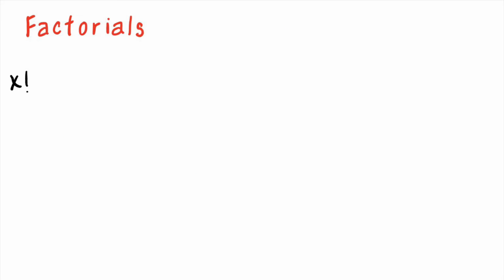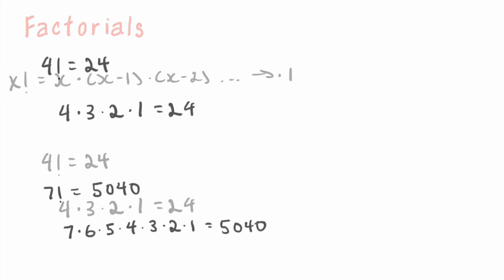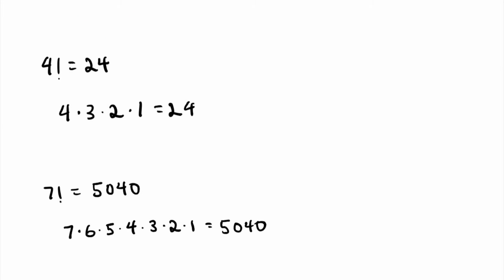Factorials are a way to represent the product of all the positive integers less than or equal to x. So as a formula, we see that x factorial is x times x minus 1, times x minus 2, and so on until we reach 1. So for example, 4 factorial would be 24. Now this is because 4 factorial is just 4 times 3 times 2 times 1, which is 24. We can apply this to any integer, so 7 factorial would be 7 times 6 times 5 times 4 times 3 times 2 times 1, which is 5040.